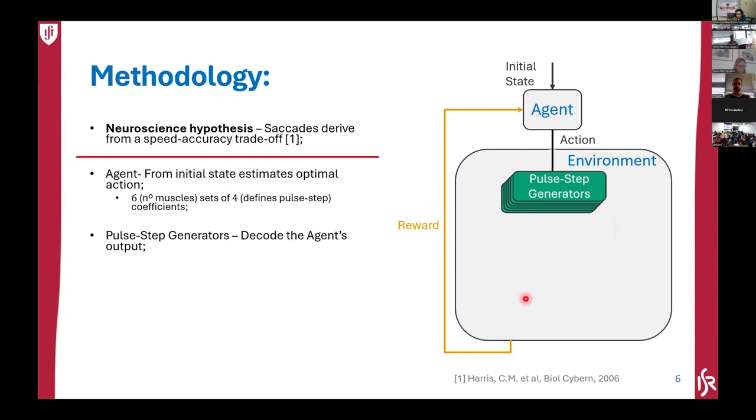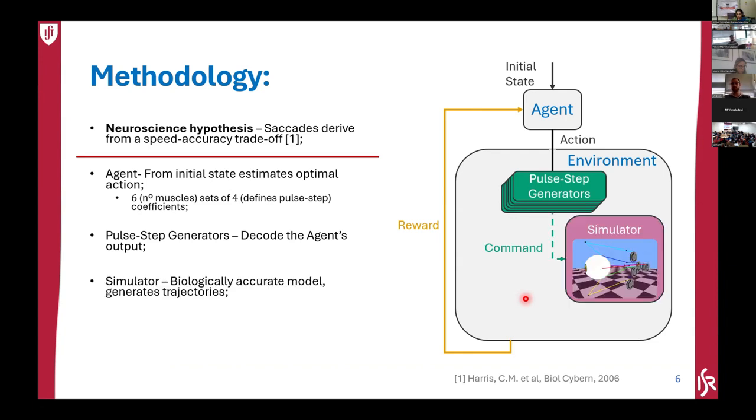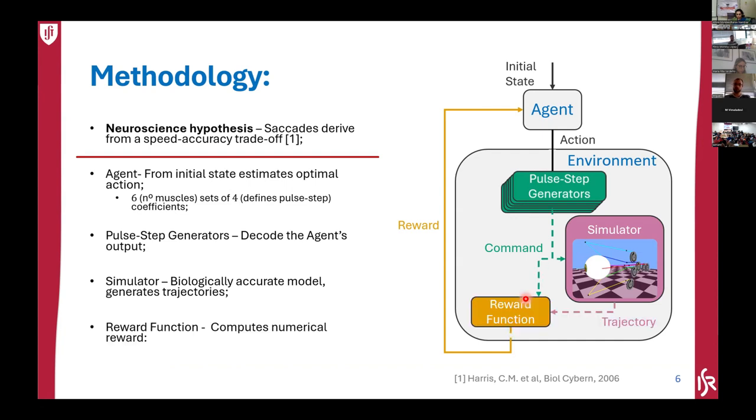The output from these elements will then act on the simulator, which is able to estimate an eye trajectory, which is subsequently processed in order to compute the aforementioned reward signal. This reward function in this work consists of a weighted sum of metrics such as the accuracy of the motion, the duration, the energy spent during this motion, and the tension applied by the muscles once the eye reached its final orientation.